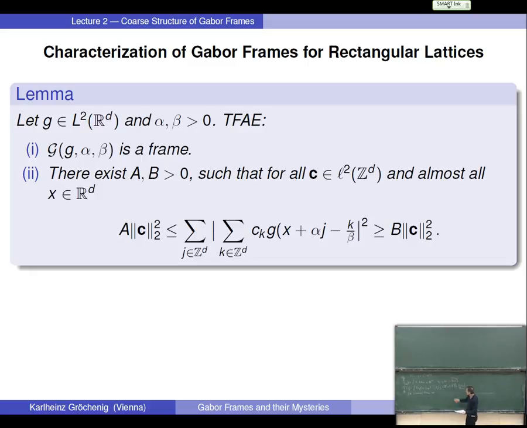Okay, so if for a given window G we know this set, we know everything about the Gabor analysis with this window. Knowing this set amounts to a complete characterization of all lattices that generate a frame with this window. So, in a way, I think that's the ultimate goal in Gabor analysis, to understand this question a bit better. So then I need one more definition.